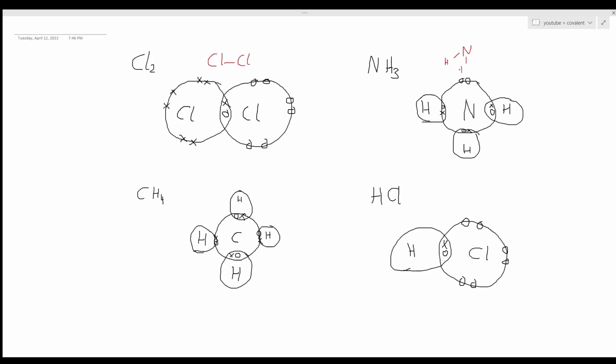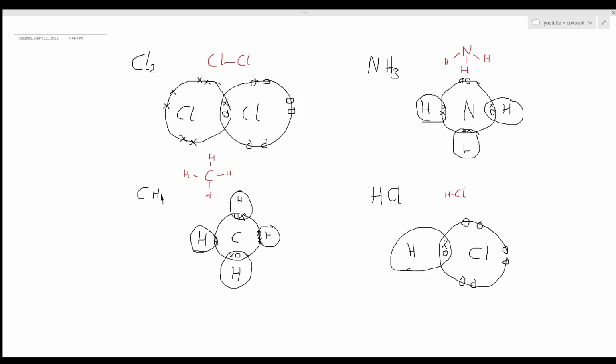And if we look down here at CH4, same idea. Carbon is in group 4, so it shares 4 electrons. Each hydrogen shares 1. Notice the carbon doesn't have any spare in its outer electron shell. And that would look like this. This is methane. And then we've got HCl, which very simply, chlorine, as we saw before, is 7. Hydrogen is 1. They share 1 electron each because chlorine needs 1 to get to 8. Hydrogen needs 1 to get to 2.